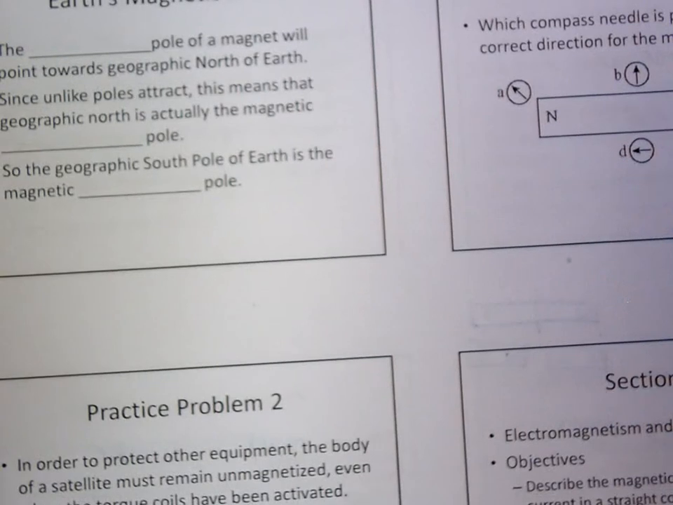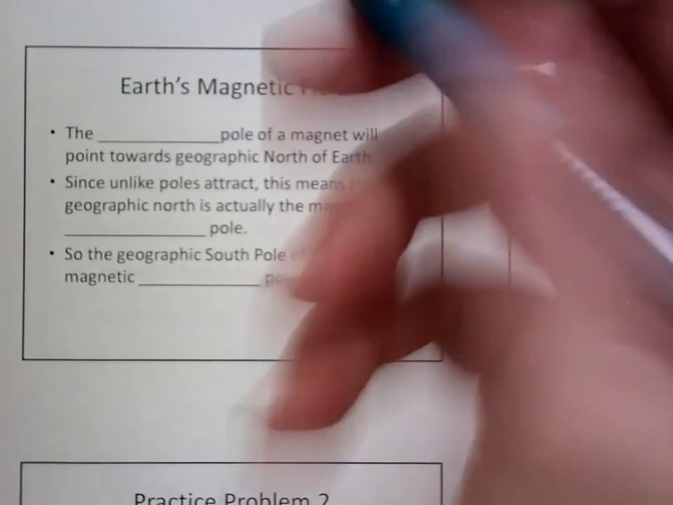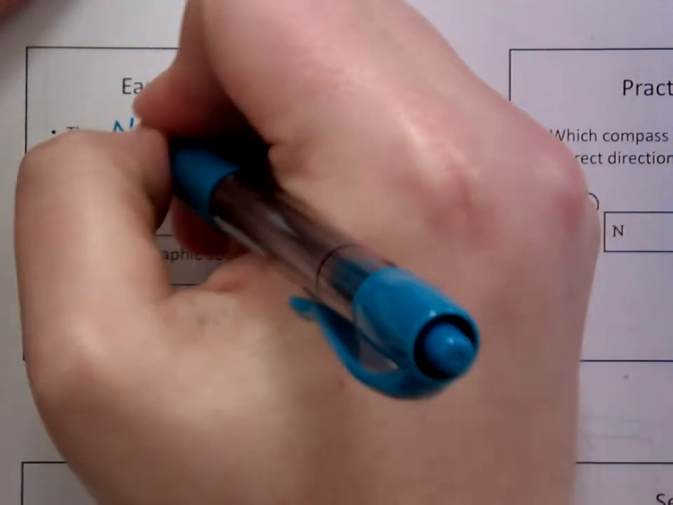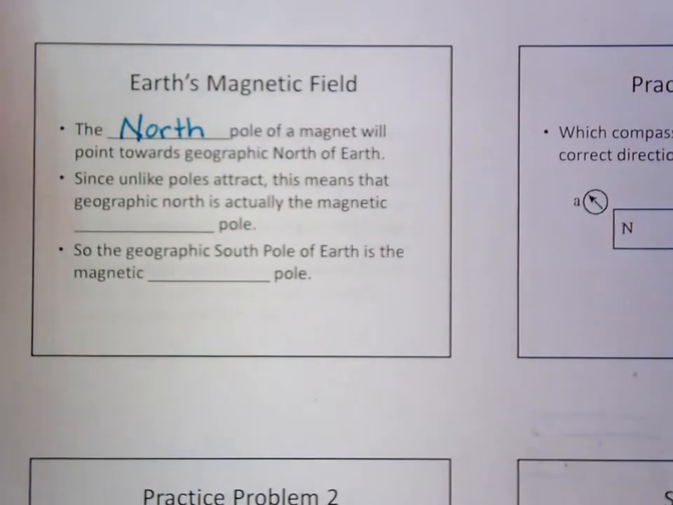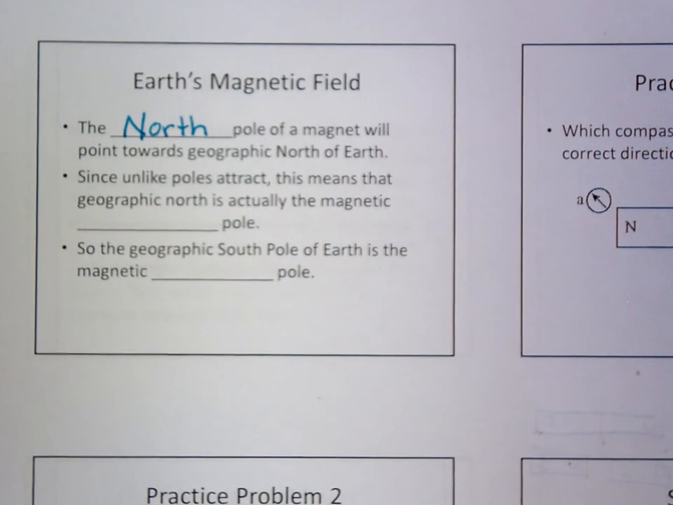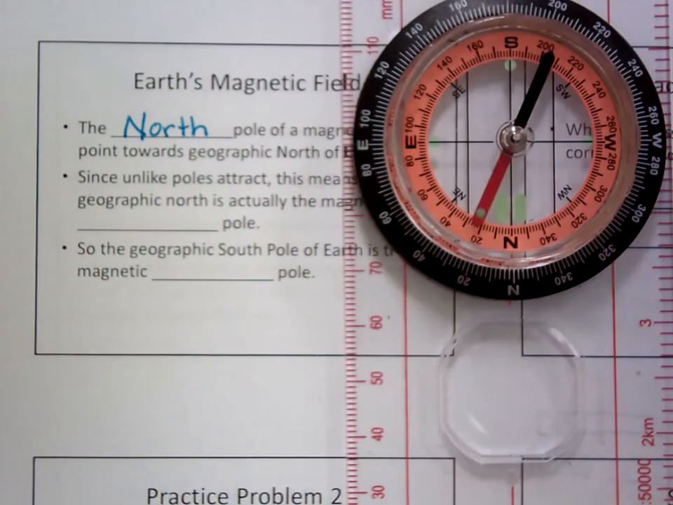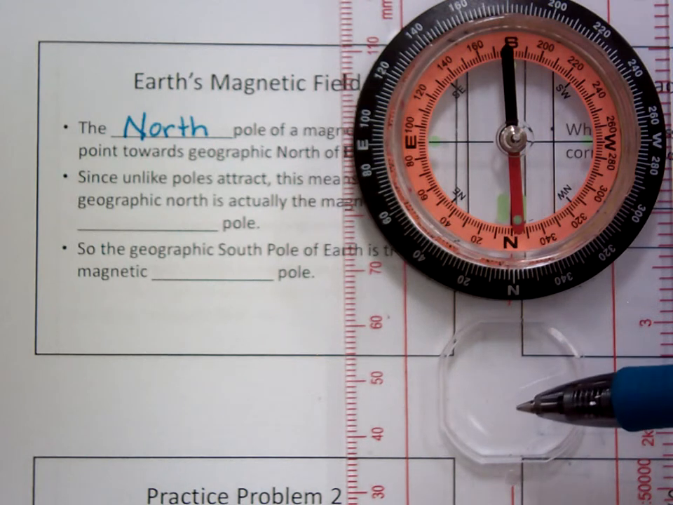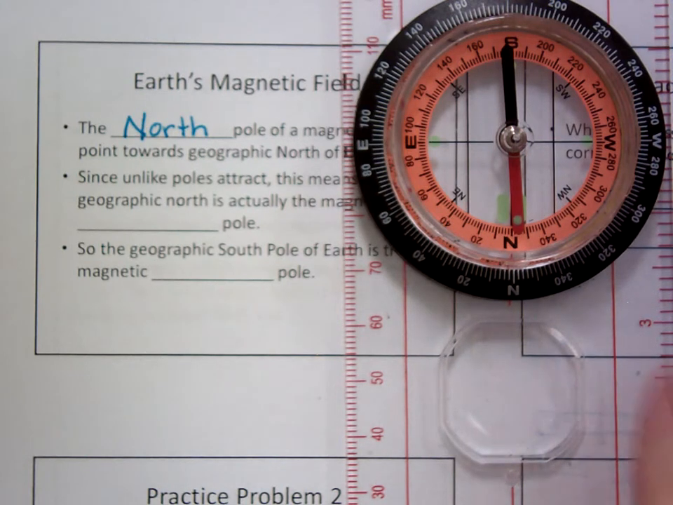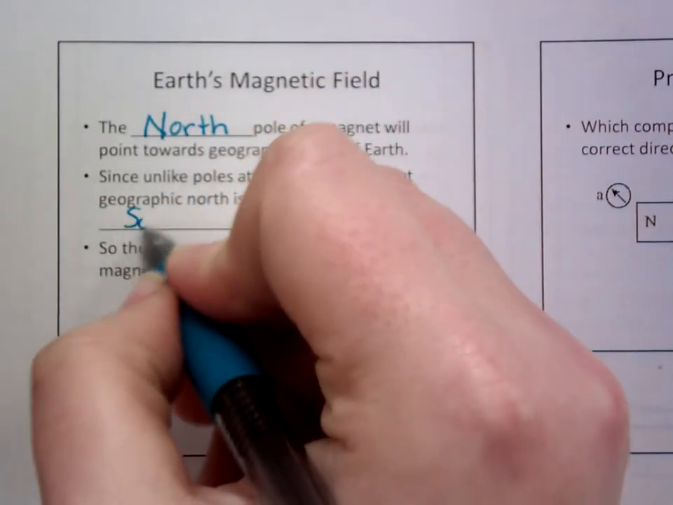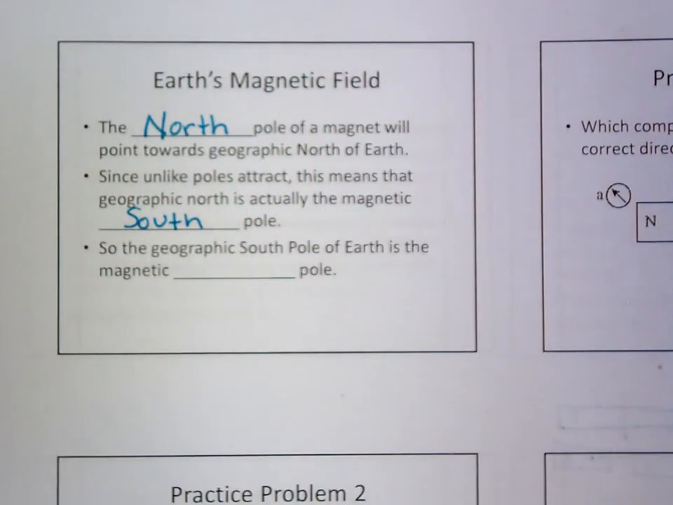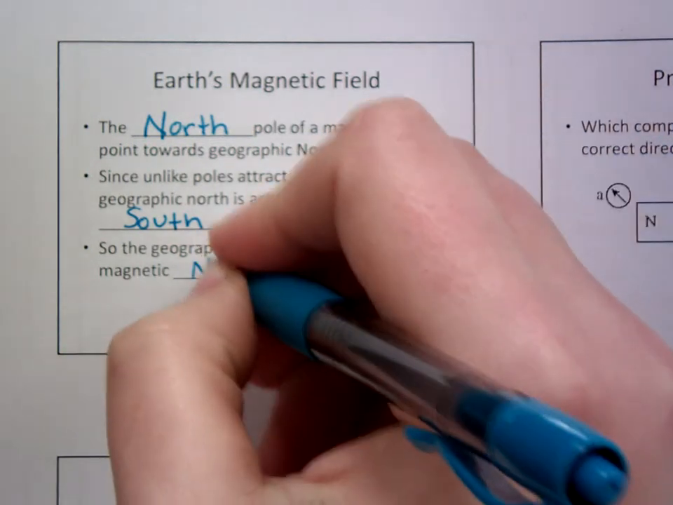Alright, so we know that the north pole of a magnet, of a compass, the north pole of a magnet, which is also a compass is a magnet, always points to geographic north. Okay, but here's the thing. We know that like poles repel, so if the north pole of this compass is pointing north, geographic north is actually magnetic south, because it's unlike poles that attract, and geographic south would be magnetic north.